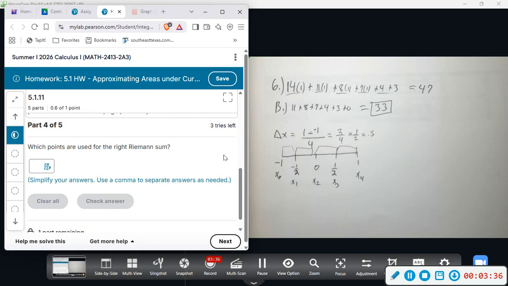All right, which points would be used from the right? So we would make triangles coming from the right. I'm sorry, rectangles coming from the right. So we would do -1/2, 0, 1/2, and 1.